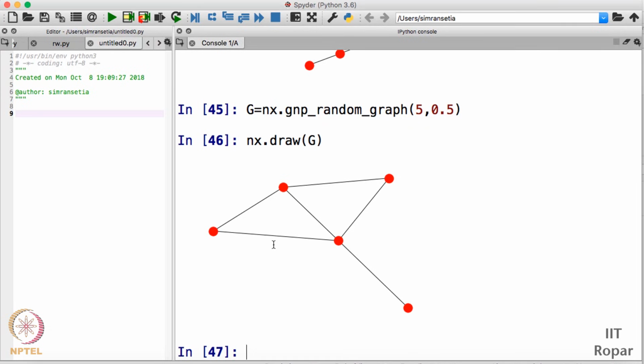So we'll be using this particular graph for our implementation of the random walk method in PageRank.